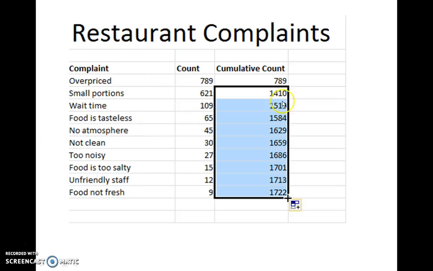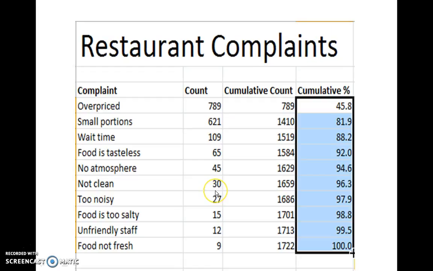The first step is to make a cumulative total of all these values. 789 plus 621 will be 1410, then 1410 plus 109 will be 1519. Like this, the cumulative has to be done up to the last value. The next step is to make a cumulative percentage like this.